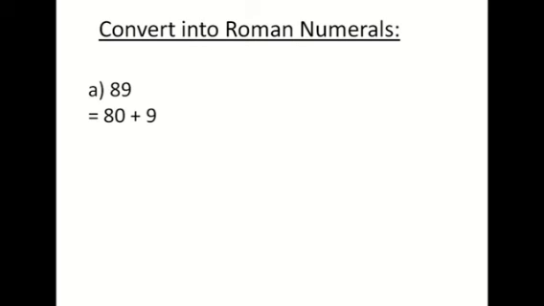50 means L, 10 means X. So you can write it like this. 50, then 10, 10, 10. So L, X, X, X plus IX for 9. Now you will remove the plus symbol.